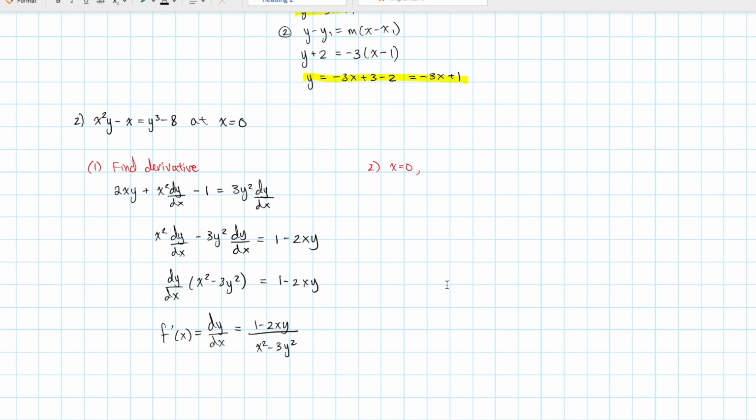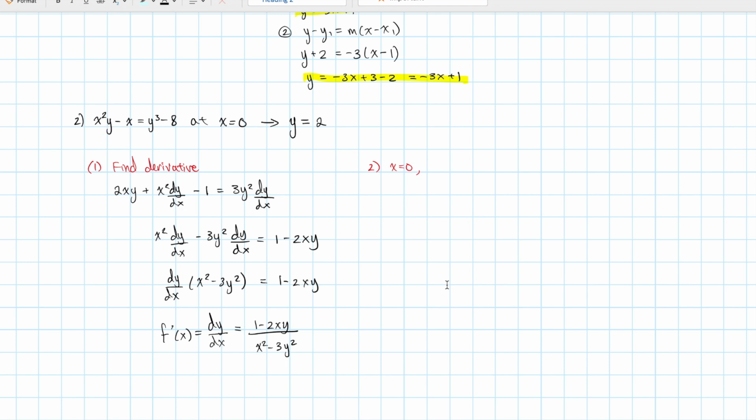So let's figure out the y value using our original equation here, right? This says that y is equal to 2 when x is equal to 0. So a little work here, 0 for x's, right? We have 0, this cancels out, and then we have y cubed is equal to 8. Take the cubic root on both sides, you get y is equal to 2. Okay?